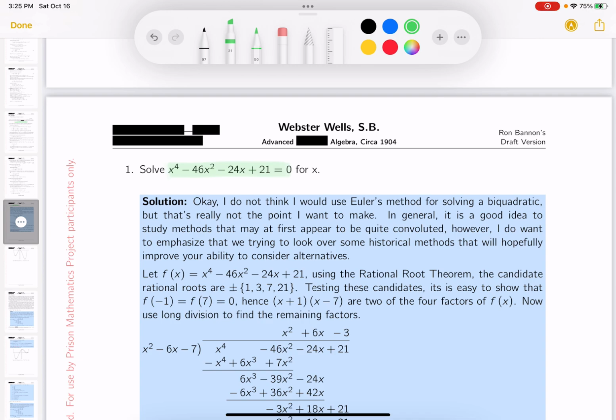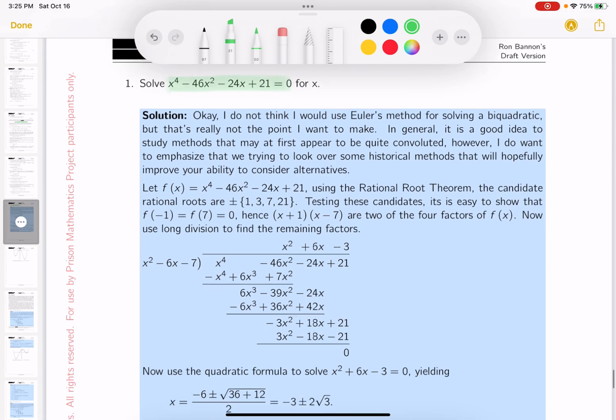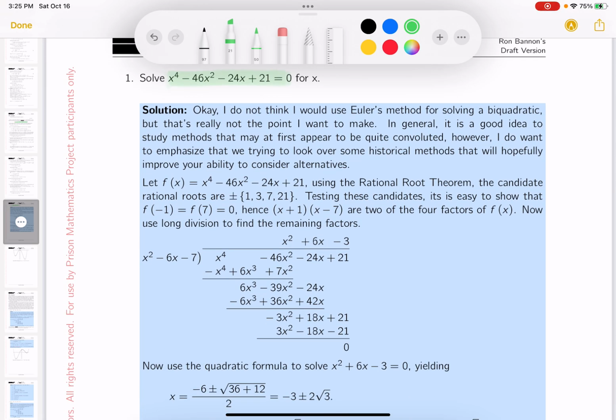However, I do want to emphasize that we're trying to look over some historical methods that will hopefully improve your ability to consider alternatives. It's good to have alternatives, because I'm always saying that if things are not working out the way I want them to, I want to have an alternative. I want something else to try. But the thing I like to do, I really do like the rational root theorem. Not that it works. I'm just saying if it does work, it works nicely.